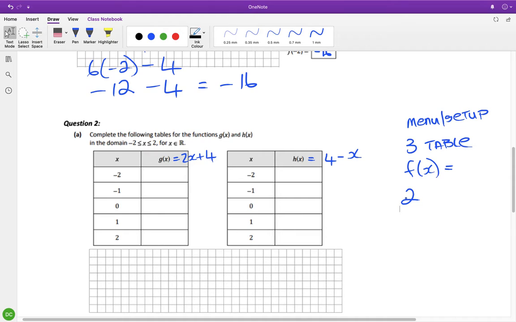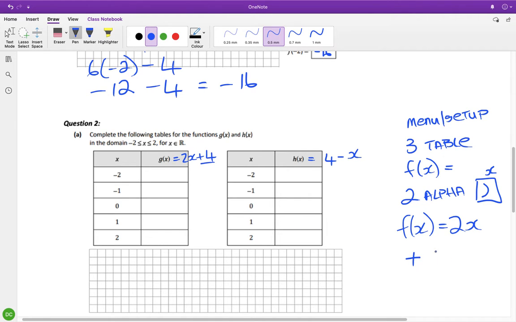So you press 2, which is grand. Then up at the top left, you press the alpha button. And then you press the button with the bracket that has an x over it. And you should see an x coming up. So at the moment, what I'm looking at in my calculator is f(x) equals 2x. And then I want to do the plus 4, so I literally type plus 4. And press equals.